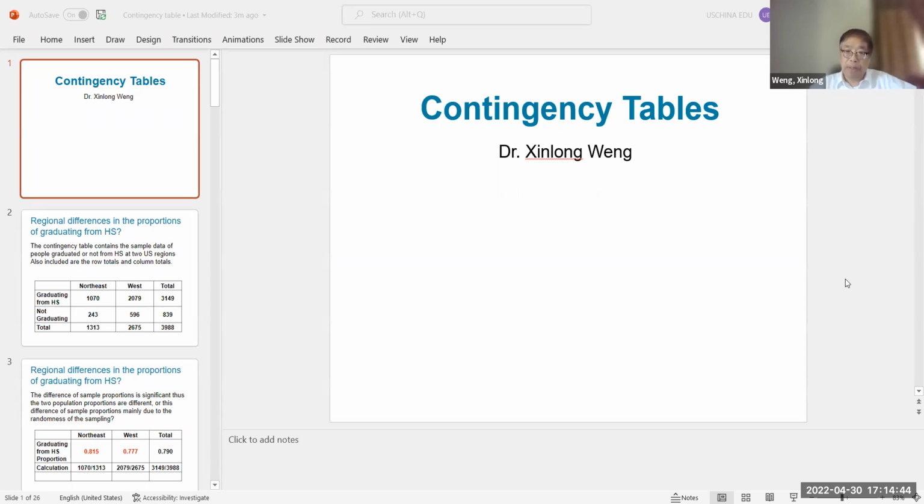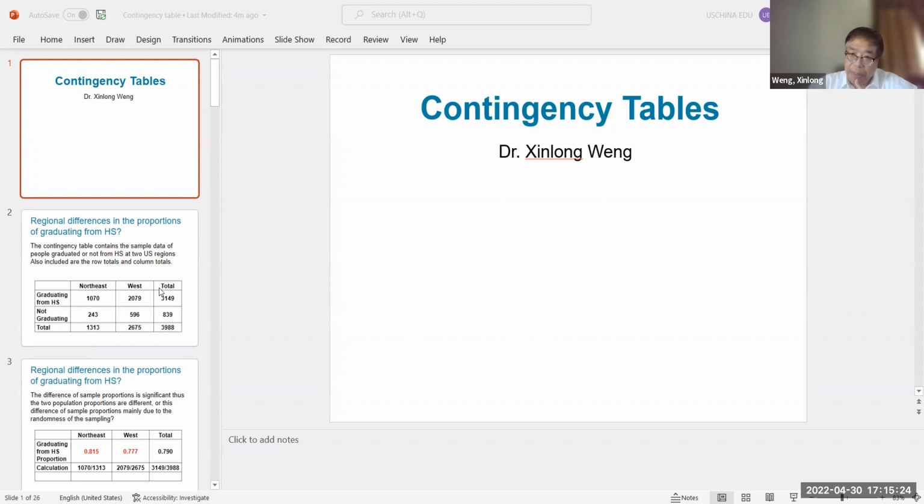Today, we are talking about the contingency table. We talked about the t-test, the z-test, a lot of the methods. The contingency table is very interesting. If you talk to the practitioners, many of them, medical doctors, scientists, they know this contingency table very well, but I thought it's worth talking about.